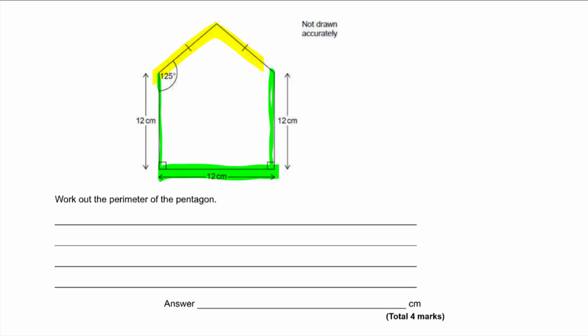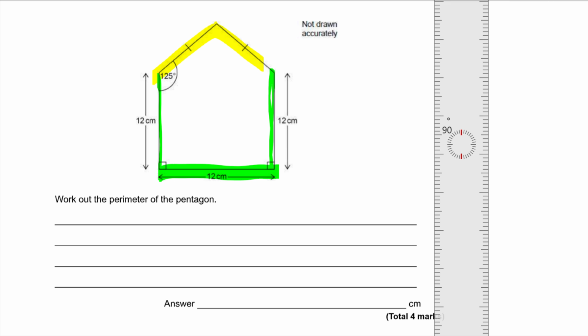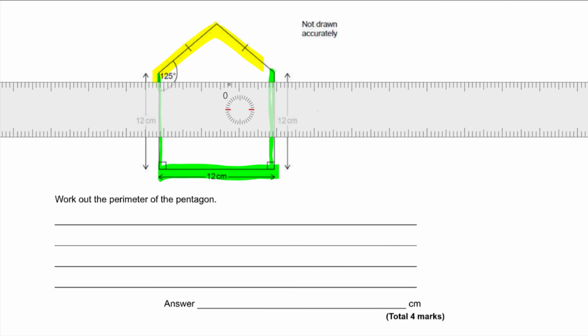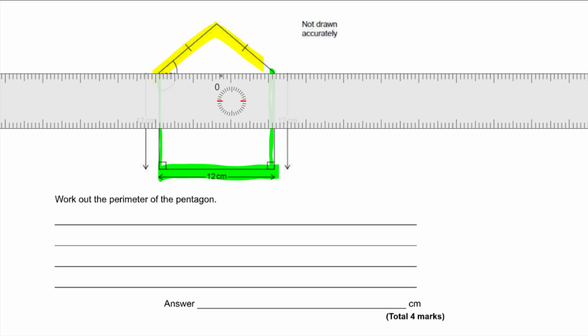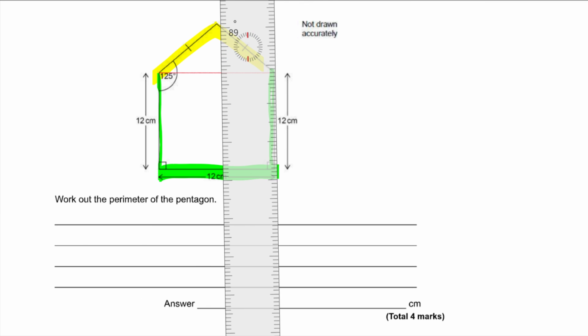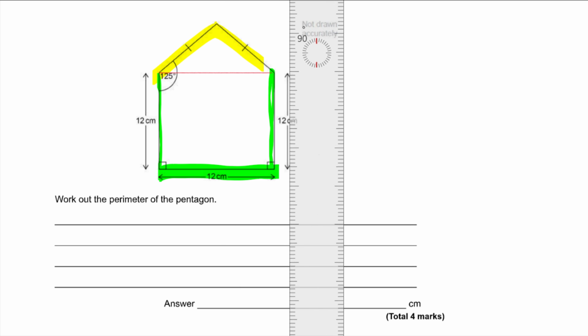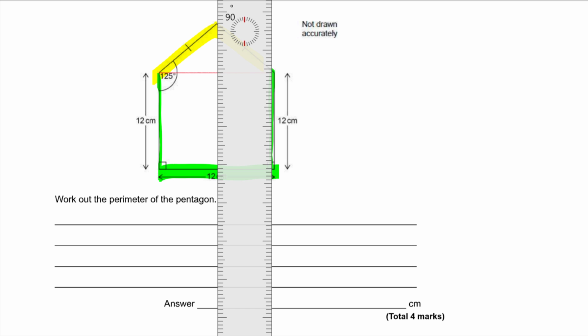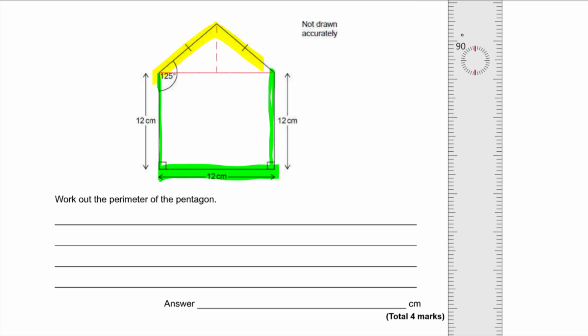In order to do that, we're going to add a few extra lines into my diagram. I'm going to make a line across here, and I'm also going to make a line going in this direction because I'm not sure that angle at the top is a right angle. It looks quite right angle-ish, but it's not drawn accurately, and I'm not going to be fooled into thinking I can just make it a right angle. I need a right angle for trigonometry, so I'm going to add the right angle there.